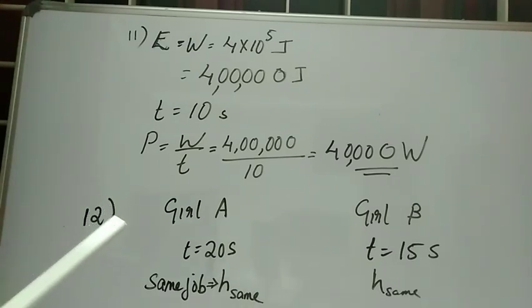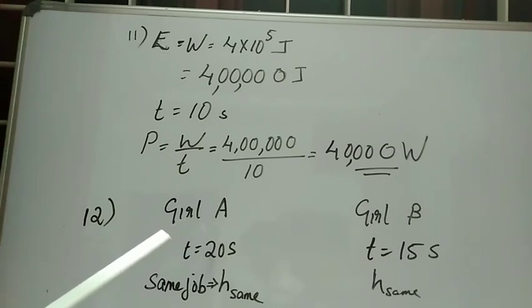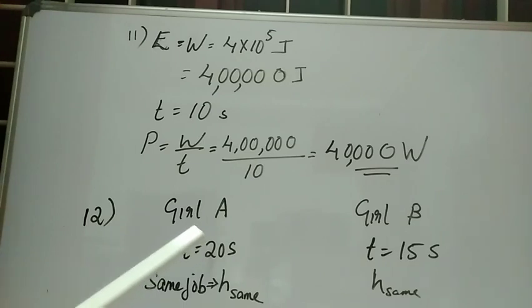Next, question number 11, it is related to power. So the fourth type of problem: first we are done with work done. Work done is force into displacement. Second one, potential energy, mgh. Third one, kinetic energy, half mv square. Now the fourth type, power. Power is work done divided by time.